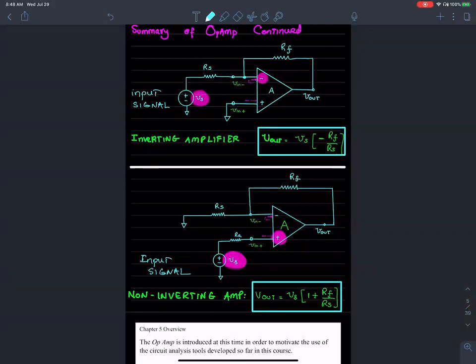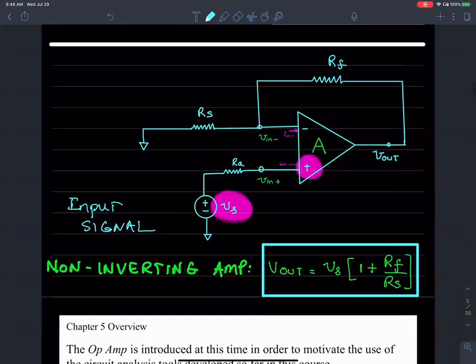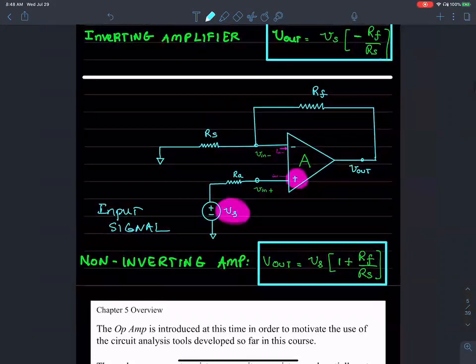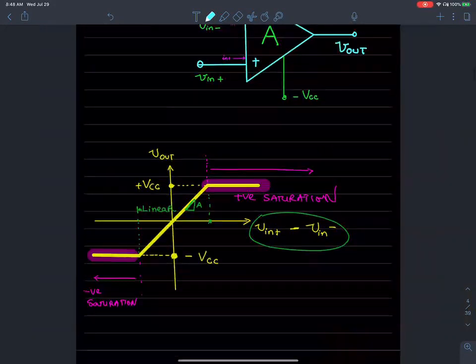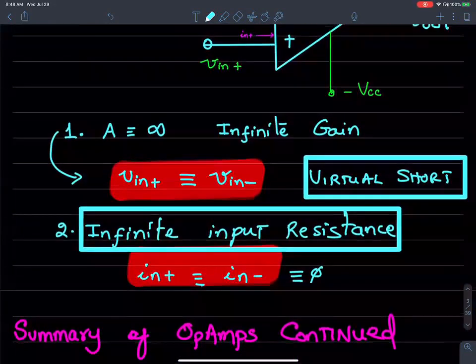Professor, I have a question. The equations for V out, are those derived using like a KCL? Yes, yes. These are derived. I'm going to walk you through the derivation of these. These are derived using the ideal op-amp assumptions.